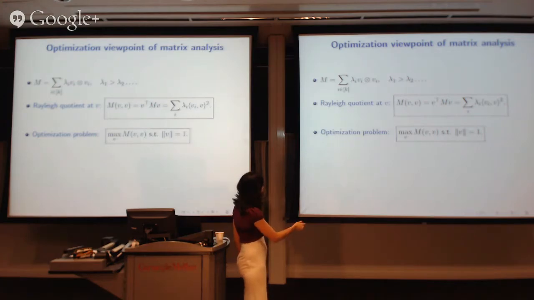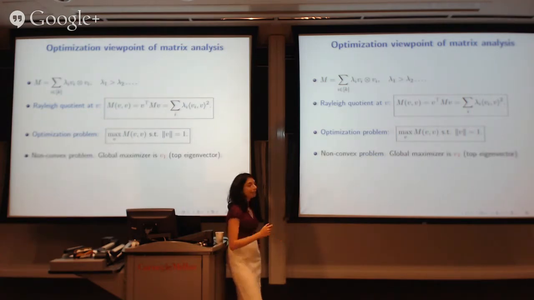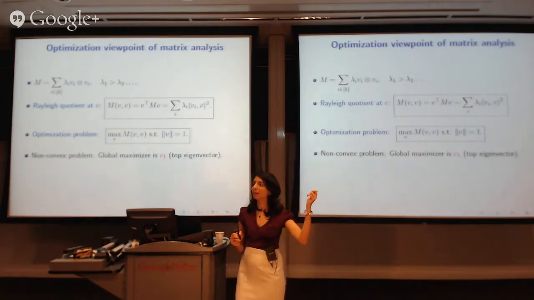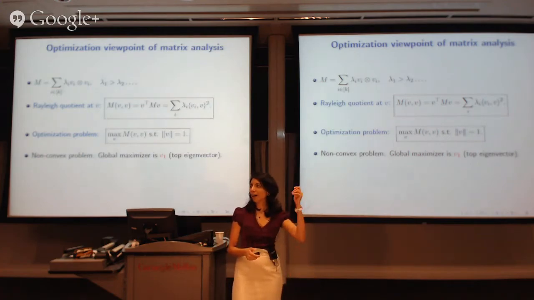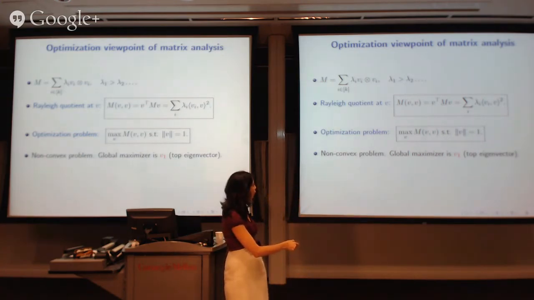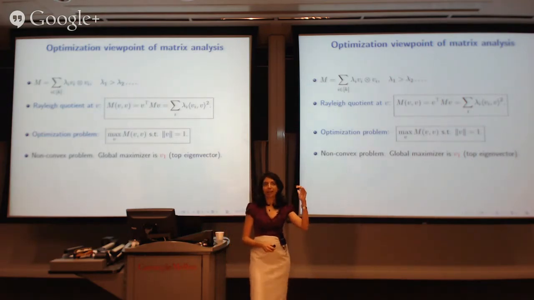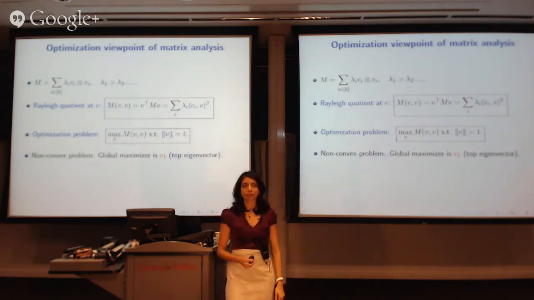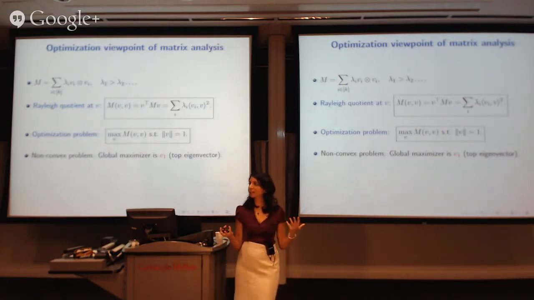So this Rayleigh quotient is a quadratic form of this nature. I think it's pretty easy to see that the global optimizer for this should be the top eigenvector. Because if I take v to be the top eigenvector, I get lambda 1, the top eigenvalue, as my answer, and at any other point, it can only be lower. So this is the global optimum of this problem. And indeed, this is a non-convex problem because I have this norm constraint. So that's kind of obvious.